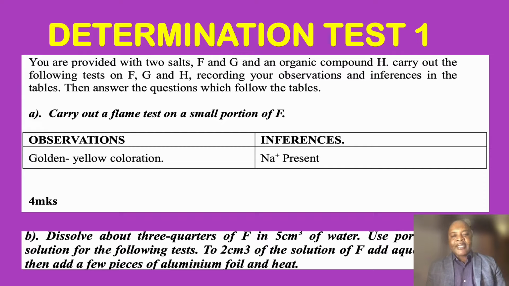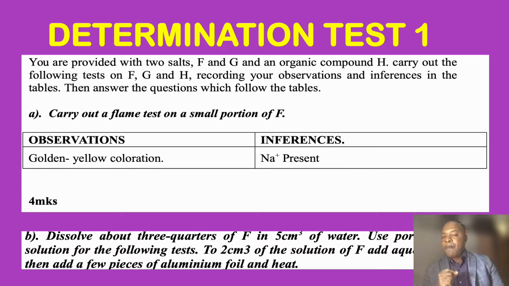Then, since it is a salt, you dip it into where the salt is. Then you take it closer to the Bunsen burner, just near the blue flame, because with the blue flame you can identify the color of the metal that is burning. From the color you will identify the metal, and when you get the color, put it down on the observation column.